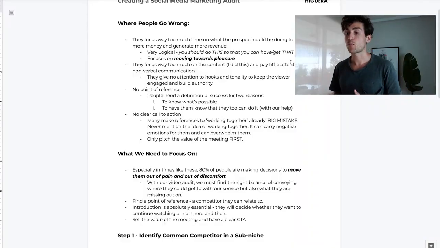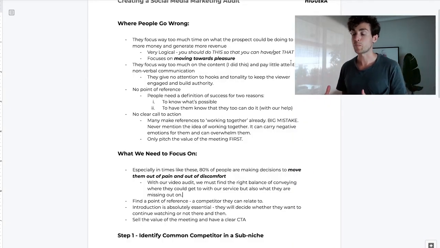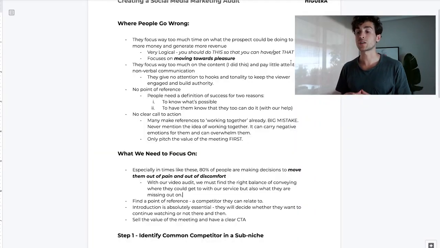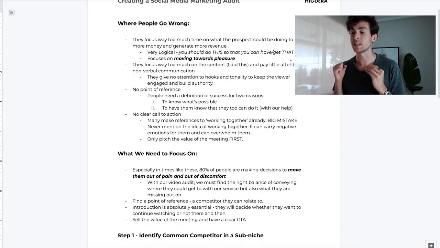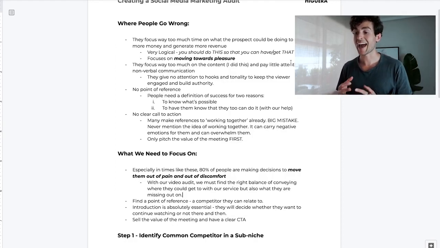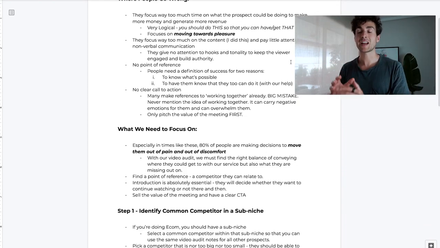The second thing is you wanna find a point of reference, a competitor they can relate to. If you're reaching out to a small fitness apparel brand and you show them what Nike is doing or Adidas is doing, then it's not gonna land very well, because for them, Nike is so far out that they have this limiting belief that they could never get there, right? And so it's not gonna land and it's not gonna be as powerful as if you show them a competitor that is just a few steps ahead of them. So that is the second thing. The third thing is we're really gonna focus and nail down that introduction, because it is absolutely essential. They will decide whether they wanna continue watching or not there and then, okay? And the final thing is you wanna sell the value of the meeting and have a clear call to action. So that is what we need to focus on.